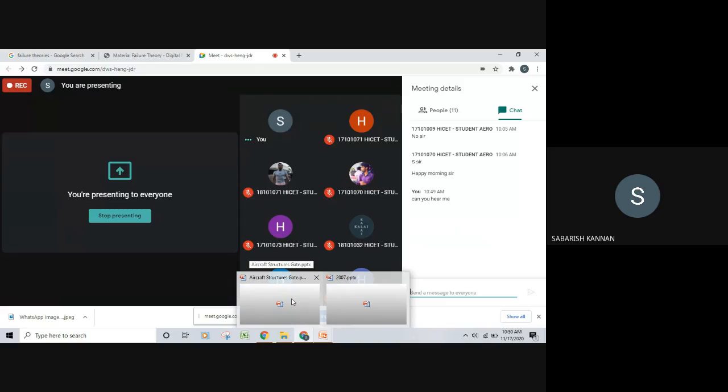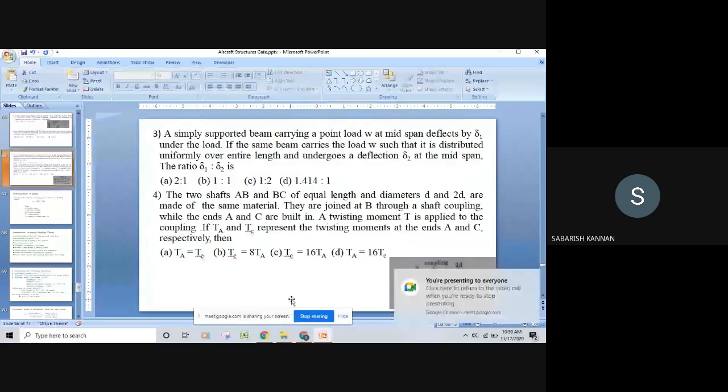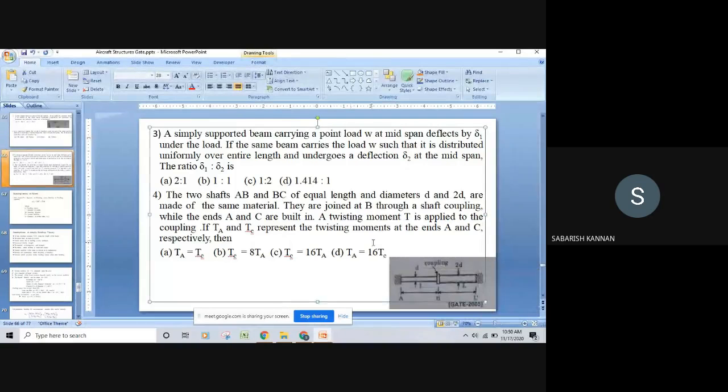Fine. We just go for the final problem. That is two shafts AB and BC of equal length and diameters D and 2D. AB is one shaft and BC is another shaft. AB shaft has a diameter D and length L, and BC shaft has a diameter 2D and length L also. It is made up of the same material. At joint B we put a shaft coupling while the ends A and C are built in.